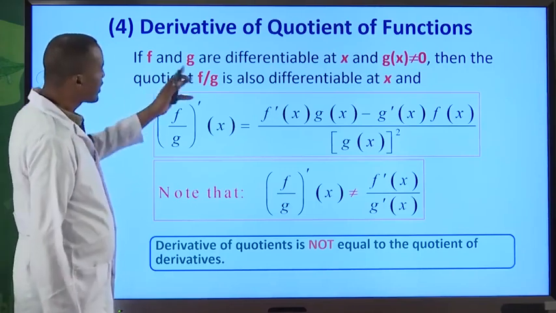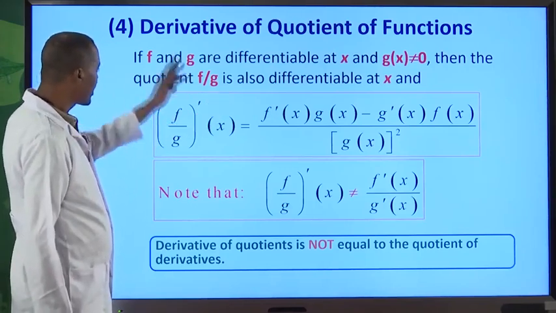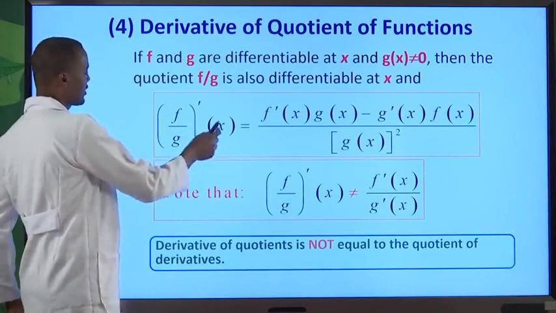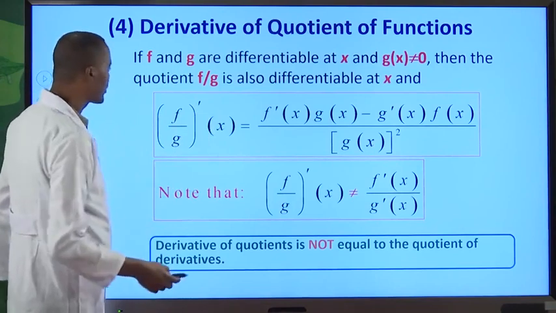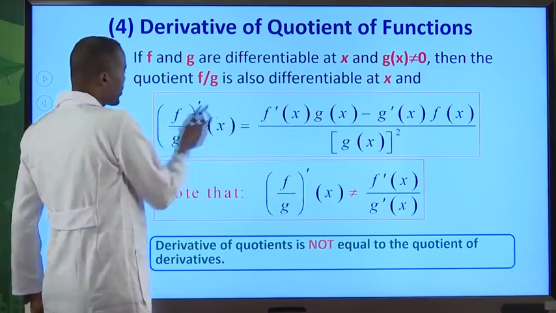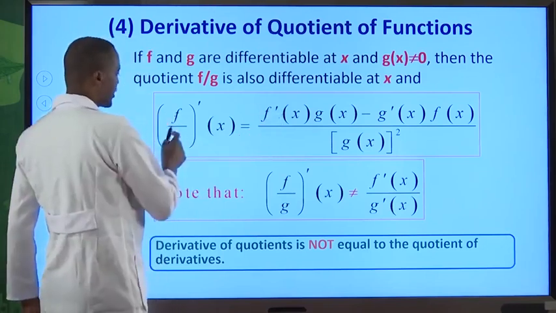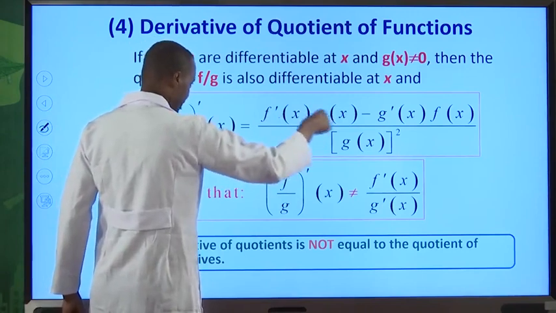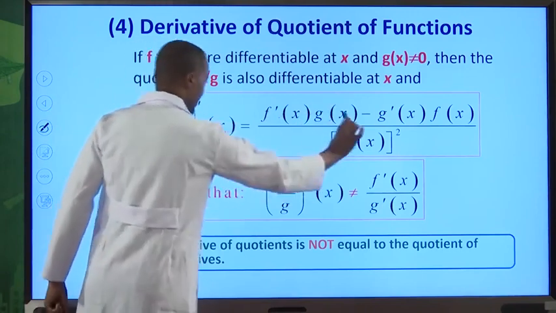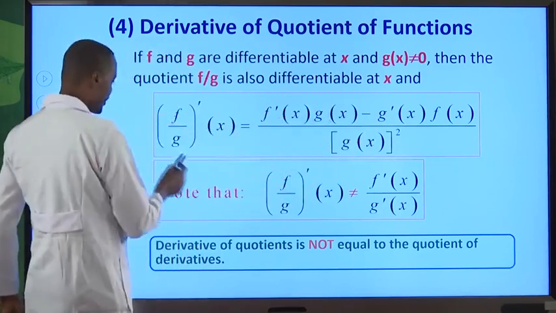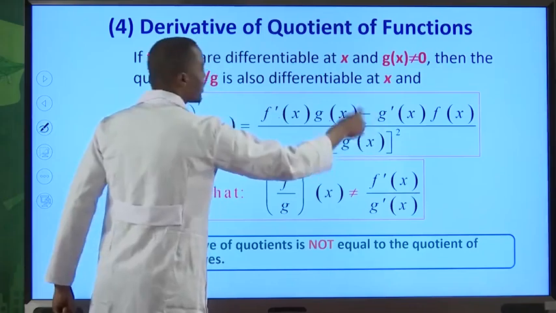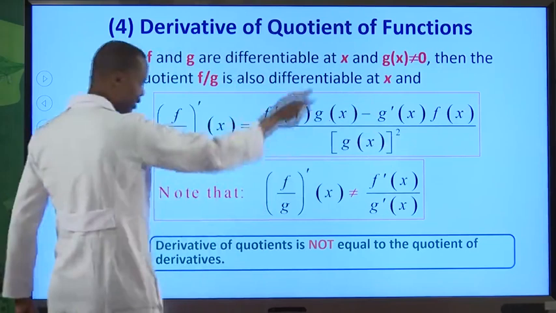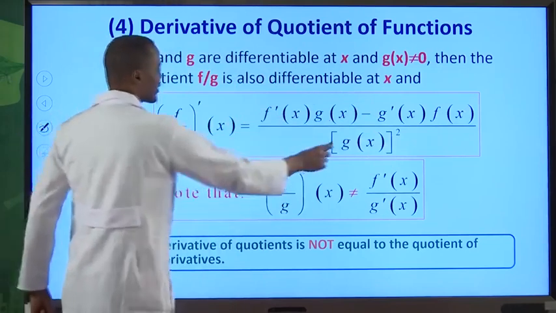The fourth one is derivative of the quotient of functions. If we have a quotient of functions, meaning f over g, the derivative is always: derivative of the numerator times the denominator. Mind you that the denominator has no derivative. Now minus, this moment, derivative of the denominator multiplied by the numerator. This moment the numerator is not differentiated, divided by the denominator, the whole squared.